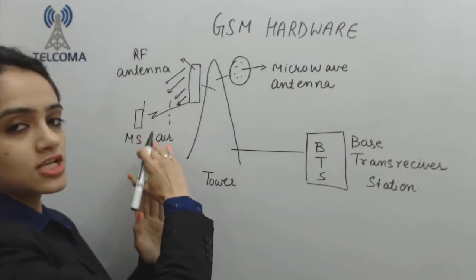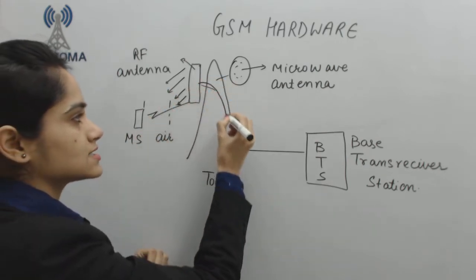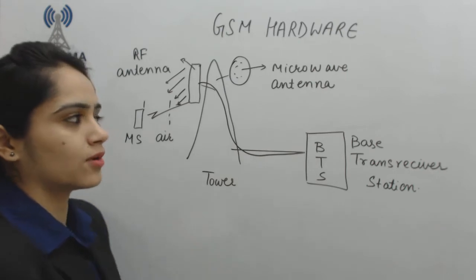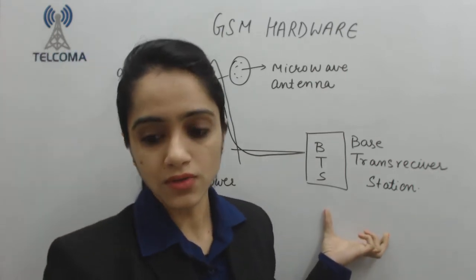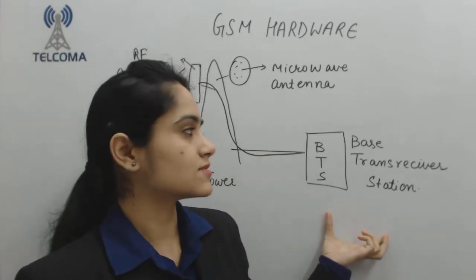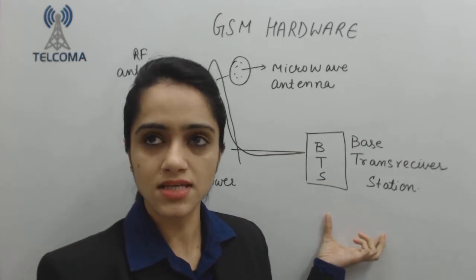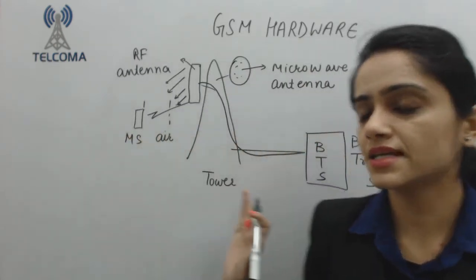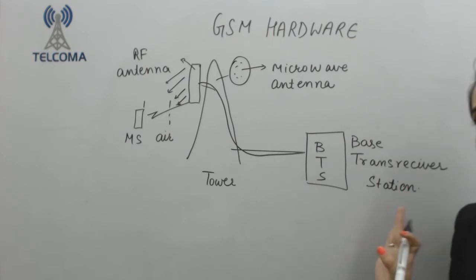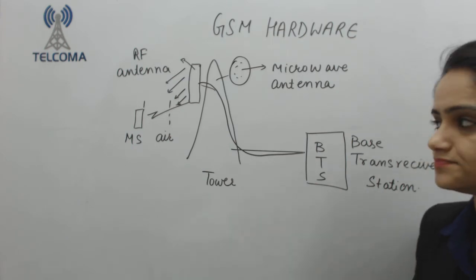And after transmission and reception, it will pass the signals to a unit which is there to control the system, and that system is known as the base transceiver station. That means this BTS is basically a unit that can transmit as well as receive.